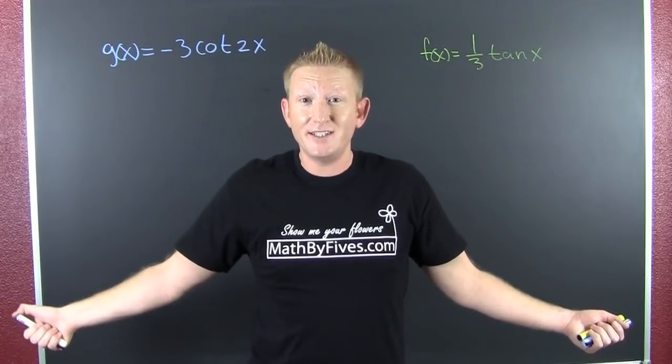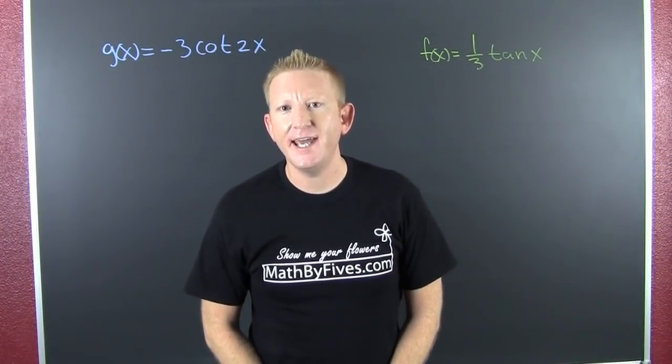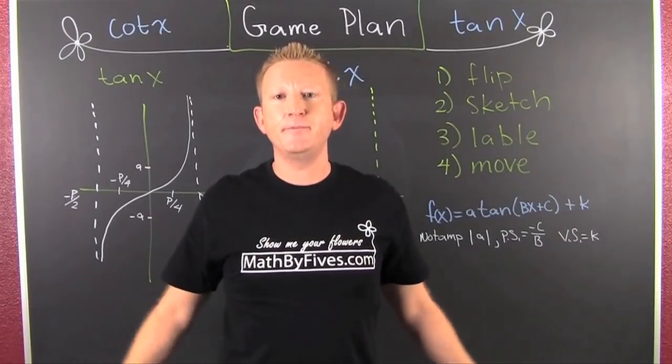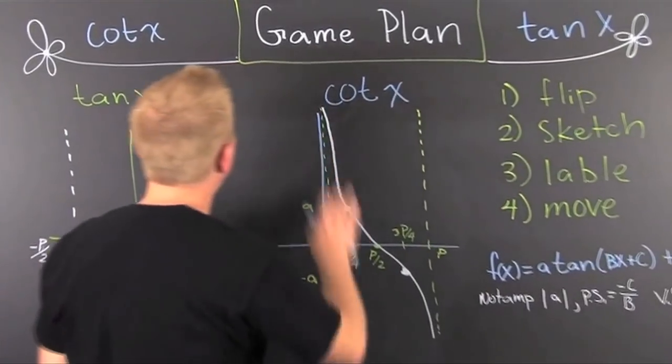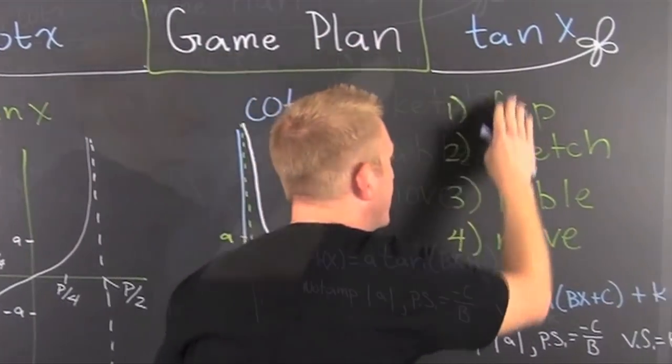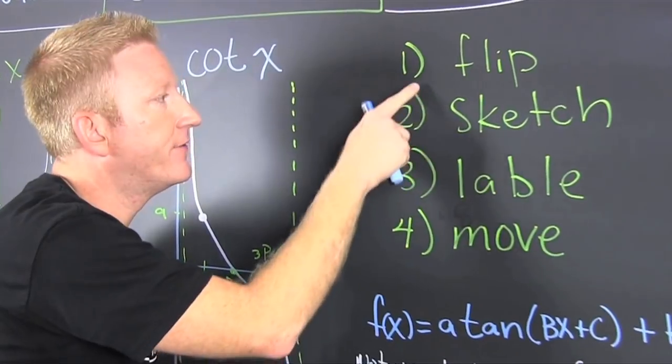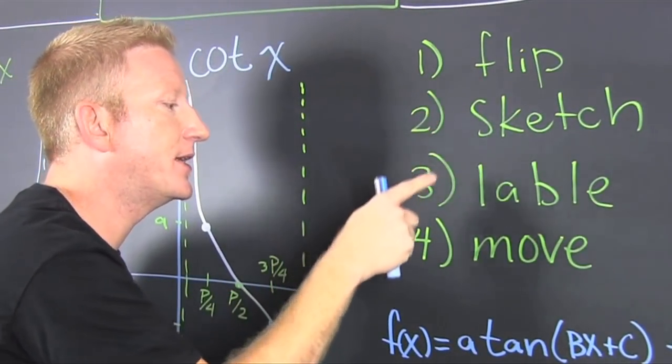We've got to graph the tangent and cotangent. But first, we need a game plan. This is the game plan for graphing tangent and cotangent. What are we gonna do? We're gonna flip it, we're gonna sketch it, we're gonna label it.